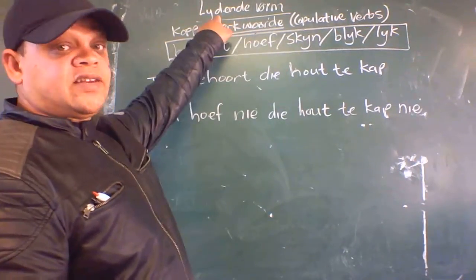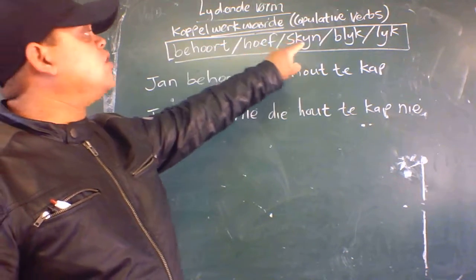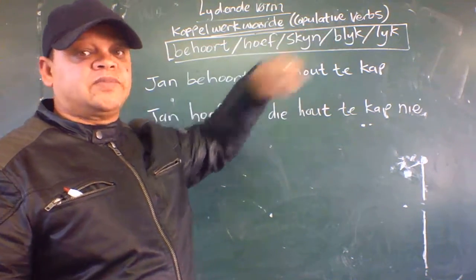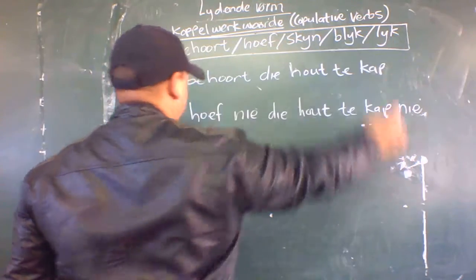Still dealing with leidende vorm. Here we are going to be looking at koppelwerkwoorden, copulative verbs. Alright, this is what they are, the words move, scan, break, and make.